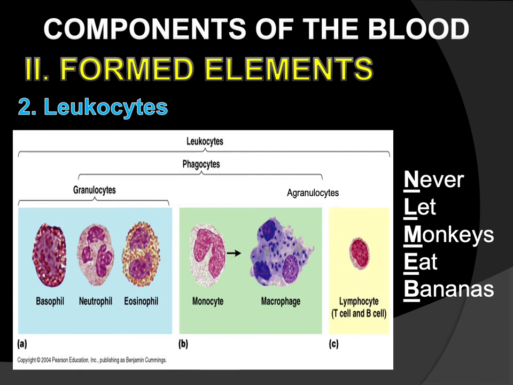Now, students are often asked to list the WBCs in order of relative abundance in the blood. Sinong pinakamarami at sinong pinakakonti? From most to least. The following phrase may help you with this task. Never let monkeys eat bananas. N for neutrophils, L for lymphocytes, M for macrophages, E for eosinophils, and B for basophils.